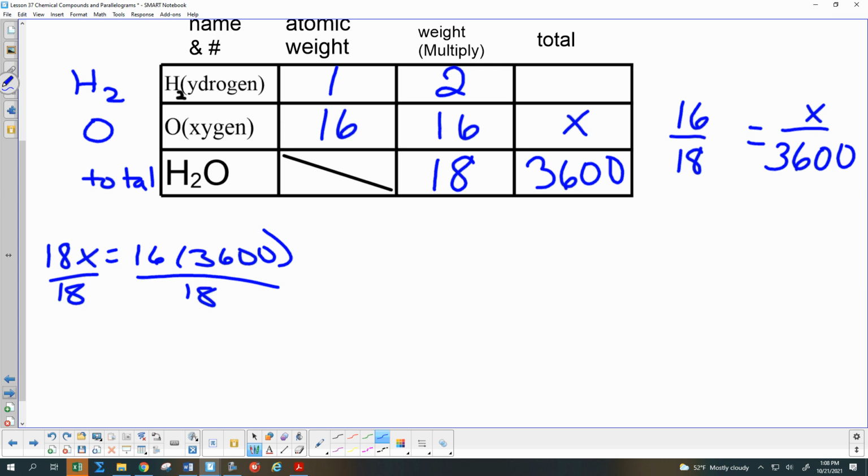What else could you do? Another idea of this? Well, I don't really care if 16 goes to 3,600 because they're not going to end up in the numerator and denominator on the same side. You have x on one side and an equal sign.